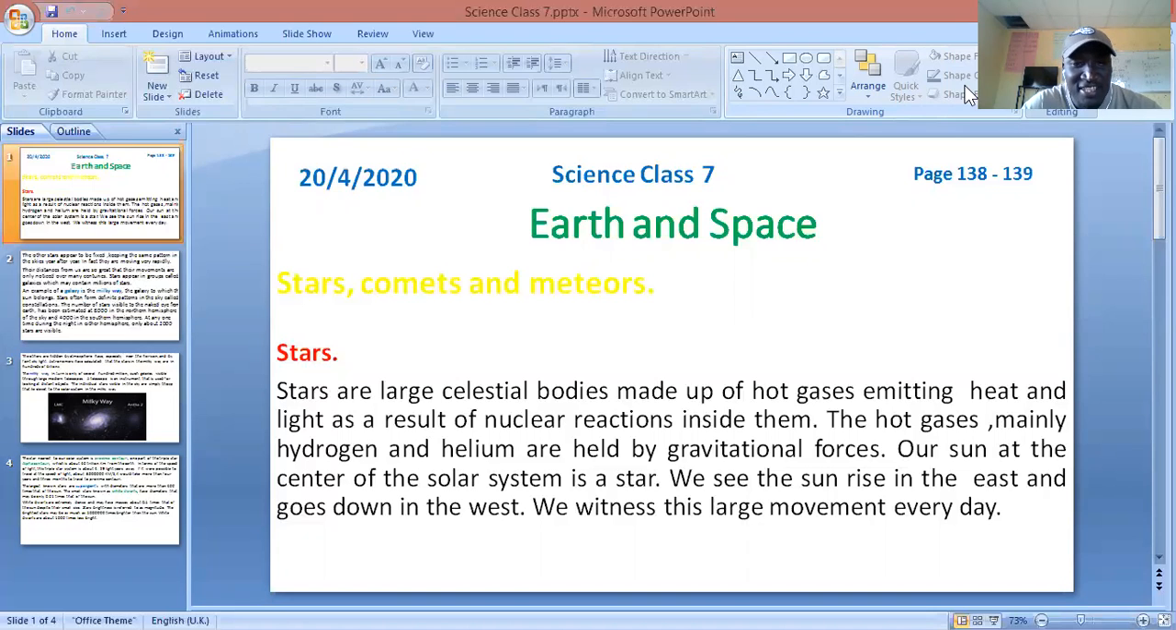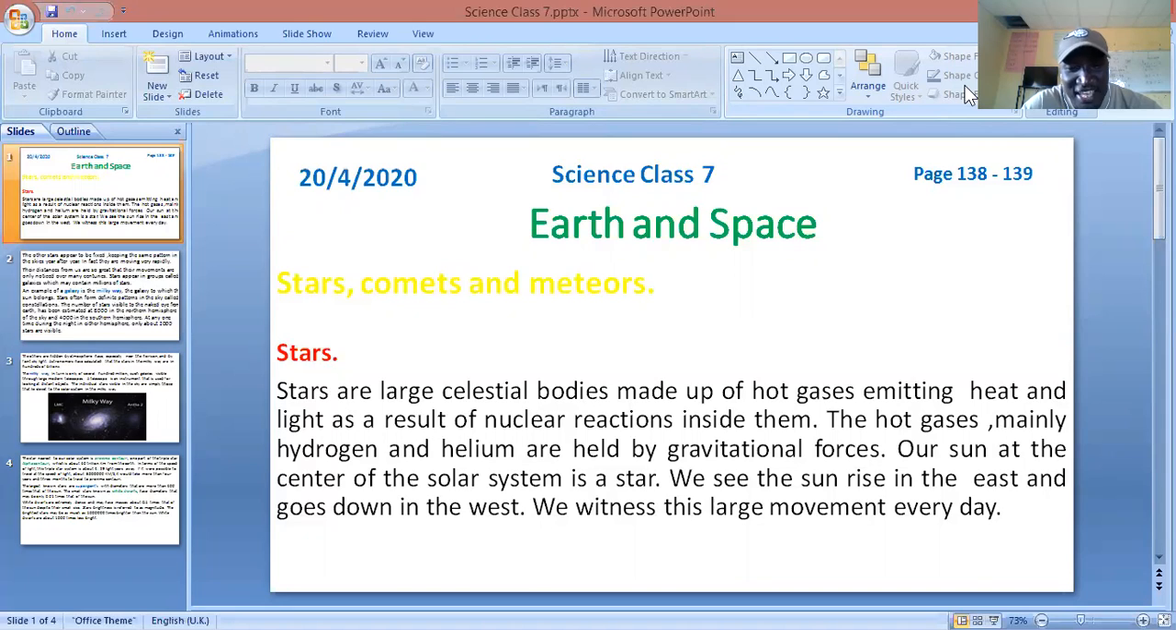So again, stars are large celestial bodies made up of hot gases. When we talk about hot gases, we are talking about hydrogen and helium. Hot gases emitting heat and light as a result of nuclear reaction inside them. The hot gases, mainly hydrogen and helium, are held by gravitational force.